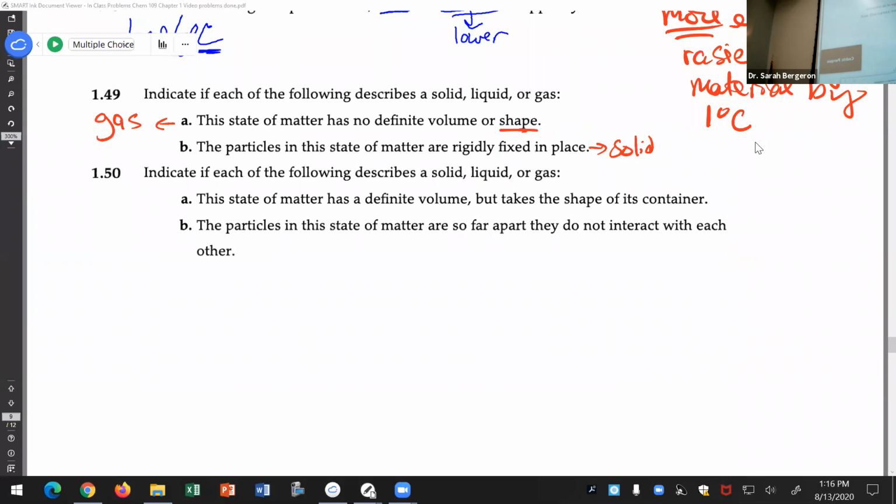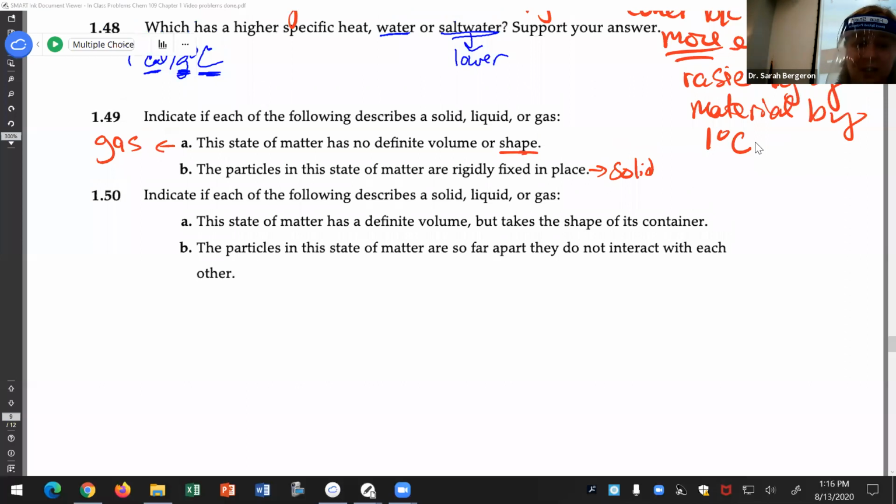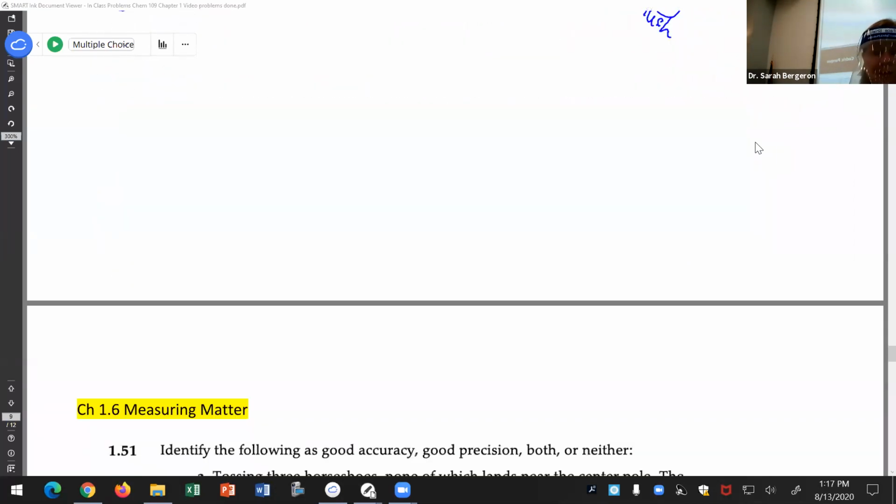We're almost done. Indicate if each of the following describes a solid, a liquid, or a gas. Definite volume, takes the shape of the container. Definite volume must be a liquid. Particles in this state of matter are so far apart they do not interact. Gas, they do not interact very much. They do interact, but not a whole lot. Okay?